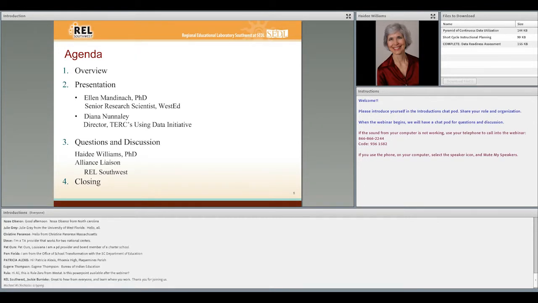Our second presenter, and they're going to go back and forth, not just 1-2, is Diana Nunnally, and she's the director of the Using Data program and has been there since 2007. She provides services to state districts and campuses. And she was a former math teacher and has worked all of this time to focus on helping how to use data to transform instruction. So I think you'll find it very dynamic and very informative.